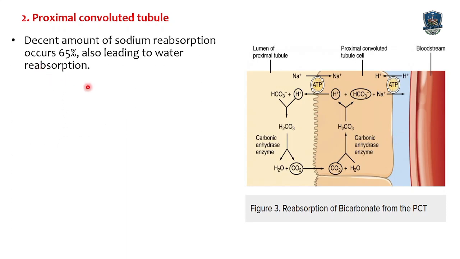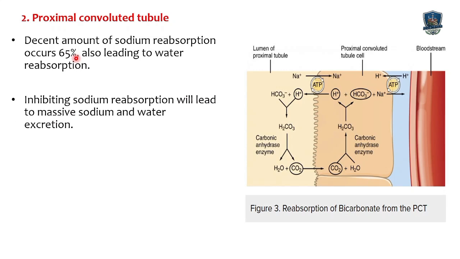One thing that is very key is that a decent amount of sodium reabsorption occurs. Around 65% of sodium reabsorption happens in the PCT. This is very crucial. So if there's a diuretic that inhibits sodium reabsorption here, it can be very massive in terms of diuresis, because a lot of sodium is reabsorbed in the PCT. Inhibiting sodium reabsorption will lead to massive sodium and water excretion that I've explained.